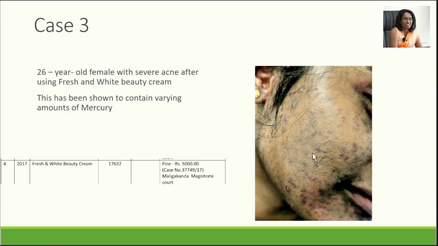Now all these are cases that we have seen over the past month or two. Fresh and white acne. And look at the fine. This is around the same cost as one tub.